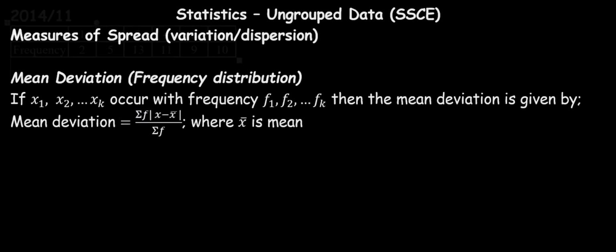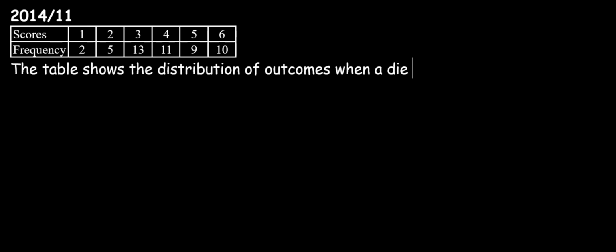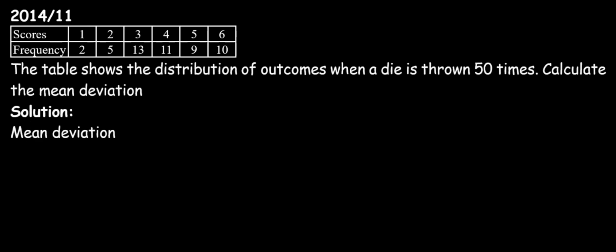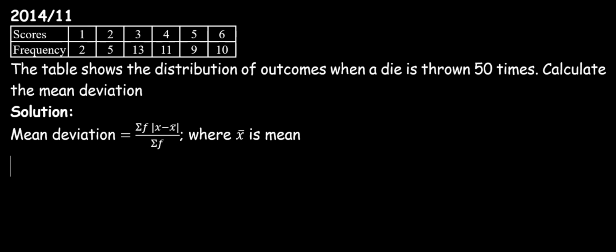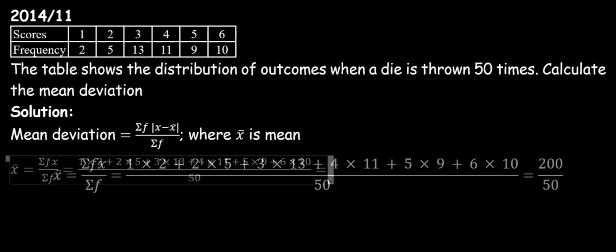Let's take an example. The table shows the distribution of outcomes when a die is thrown 50 times. Calculate the mean deviation. Solution. Mean deviation is equal to sigma f, absolute value of x minus x bar, divided by summation f, where x bar is the mean. In this case, first we find our mean, which is x bar, equal to summation f x over summation f, which is 1 times 2 plus 2 times 5 plus 3 times 13 plus 4 times 11 plus 5 times 9 plus 6 times 10 divided by 50, which is equal to 200 over 50. The result is 4.